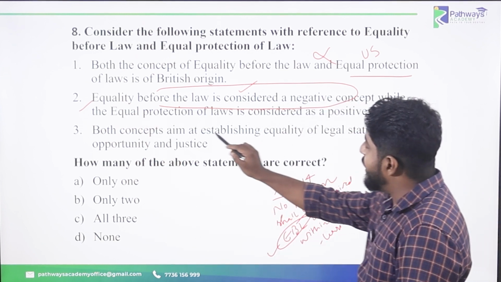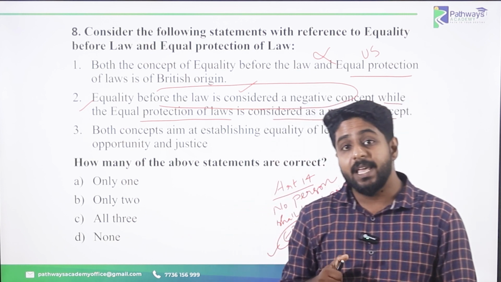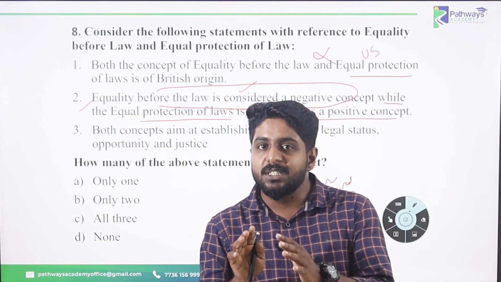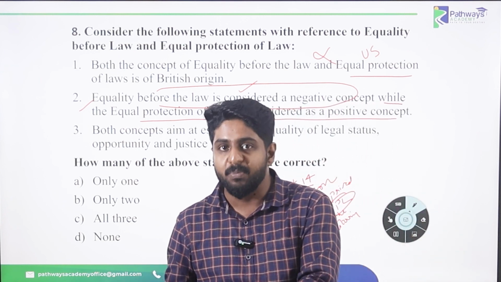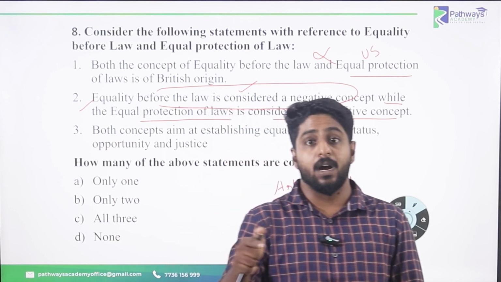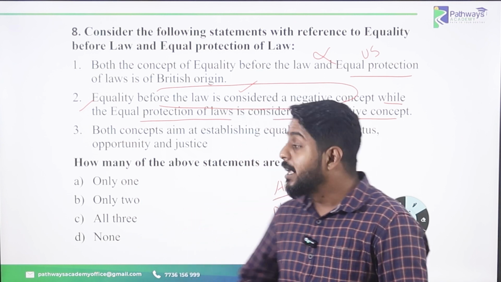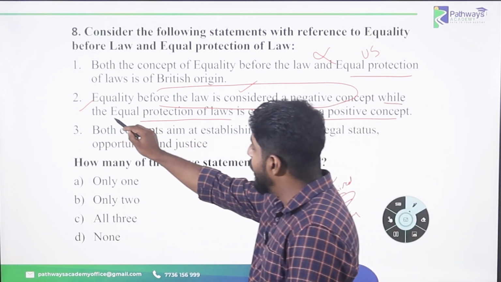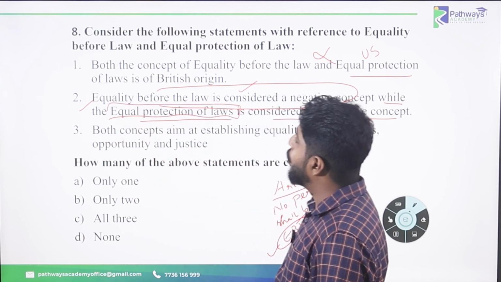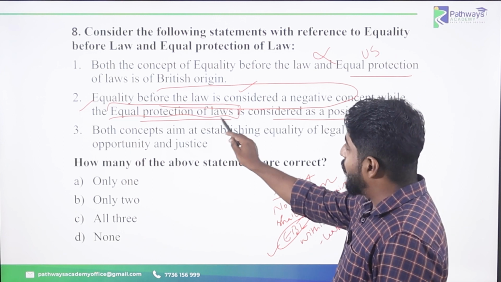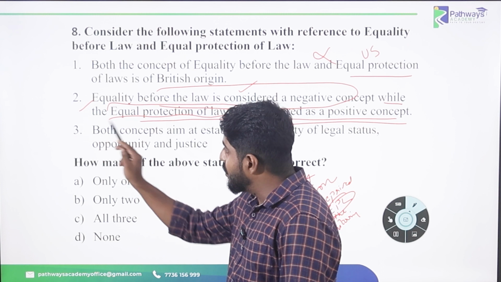Now, the equal protection of law is considered as a positive concept. What do you mean by equal protection of law? You are specially treating the mentally unstable person because he is mentally unstable. You are taking into consideration the mental status of this person. This is what equal protection of law means. You are protecting that person with the law, isn't it? Now this is going to be a positive concept. So statement number 2 is correct.